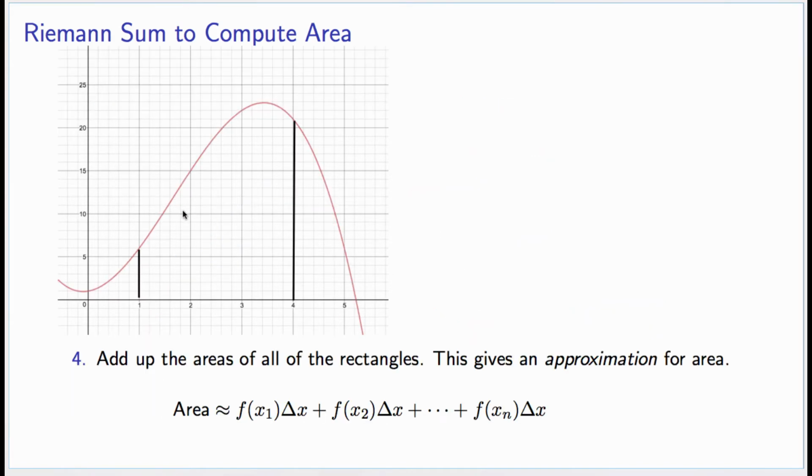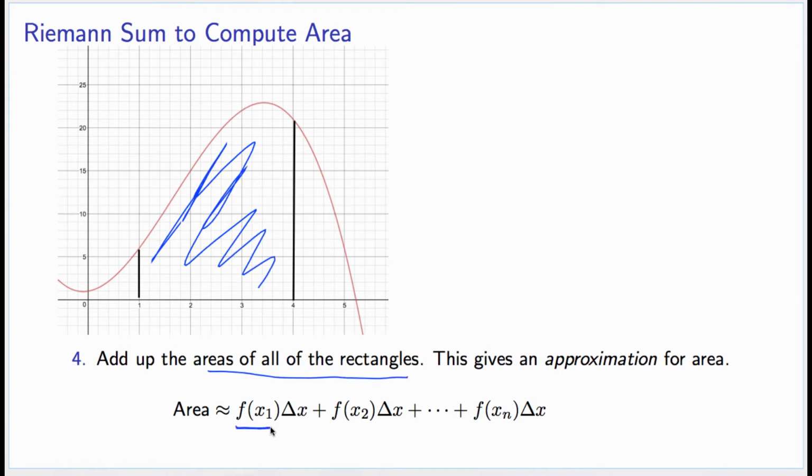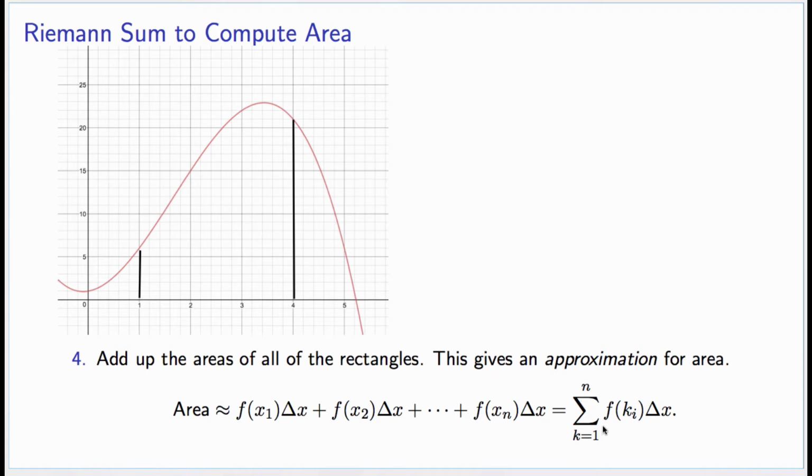So then if I want to get the area under the curve, I just add up the areas of all the rectangles. The area of each of these rectangles is the height times the base, and then I just add them up. And finally, I can write this now in sigma notation. So this is the sum from k equals 1 to n of, again, the height of the kth rectangle. So this should be f of x sub k. Remember, again, x sub k was that right endpoint, so it's the function value there, times delta x, which is the width of each rectangle.